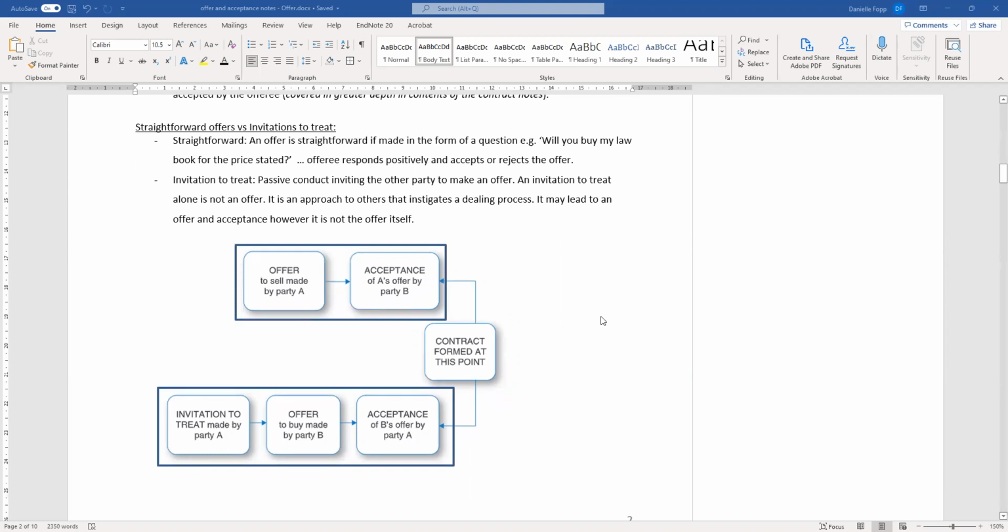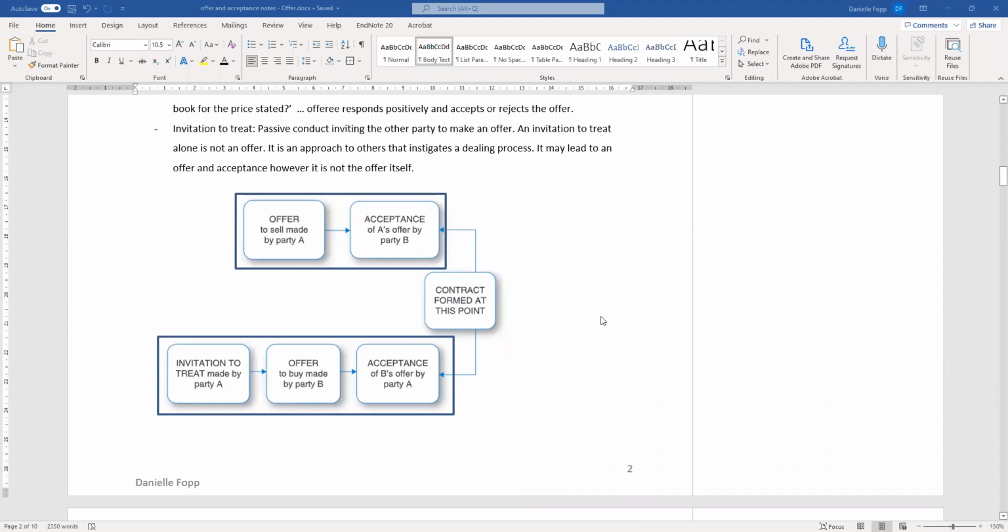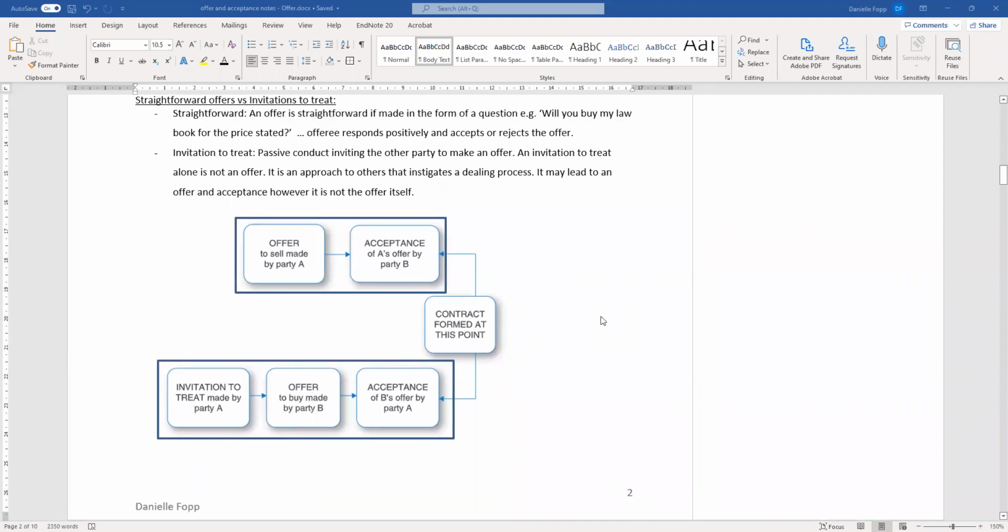So if you've got a long problem question, there may be an invitation to treat before the offer is actually made. I find it useful, and this was taken from one of the references, the textbook. Here we have very clearly up the top a straightforward offer. Offer to sell made by party A, acceptance of A's offer by party B. The contract is formed at this point. Down here, we have an invitation to treat made by party A. Then we have an offer to buy made by party B, and acceptance of B's offer by party A.